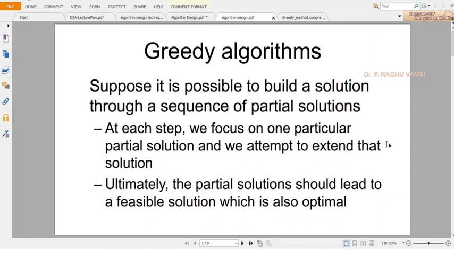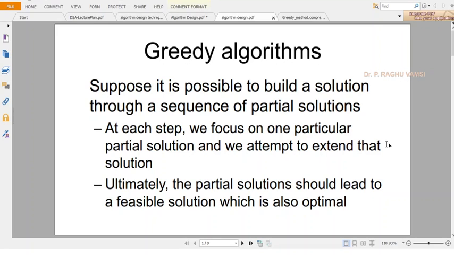In this video, we'll see the greedy algorithms. Introduction to the greedy algorithms. Suppose it is possible to build a solution through a sequence of partial solutions. At each step, we focus on one particular partial solution and we attempt to extend that solution. Ultimately, the partial solution could lead to a feasible solution, which is also an optimal solution.